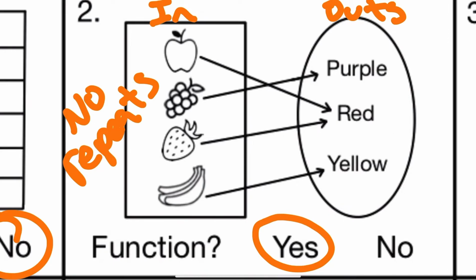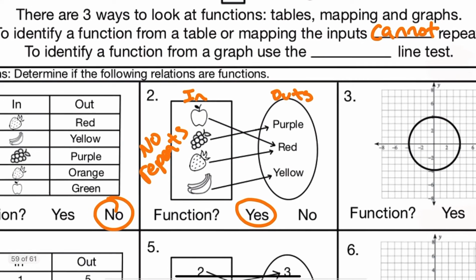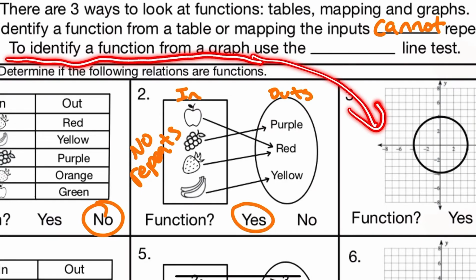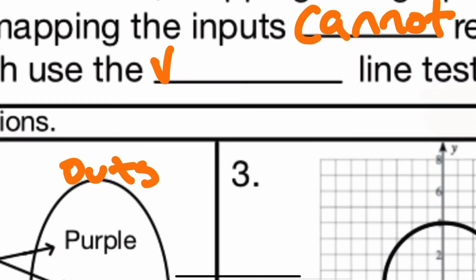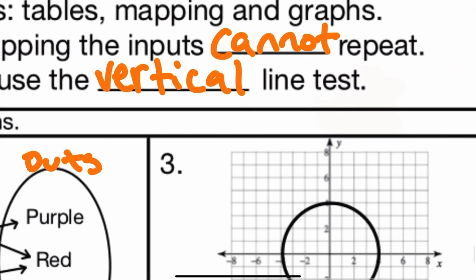All right, okay. So let's go back up to the top here. And let's finish reading what it says. We got one more blank to fill in. It says to identify a function from a graph. Okay, so that's going to be this guy right here. Use the, I'm going to zoom in here, vertical line test. Okay, we're going to do this like Blue's Clues, all right? Show me with your hands which way vertical is.